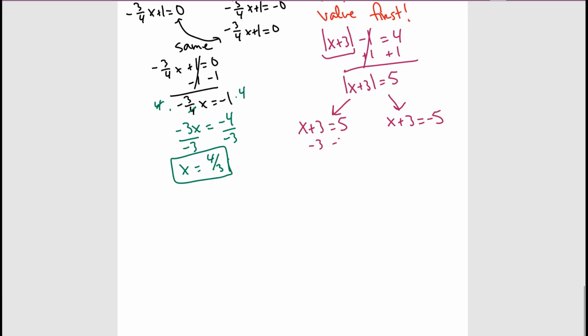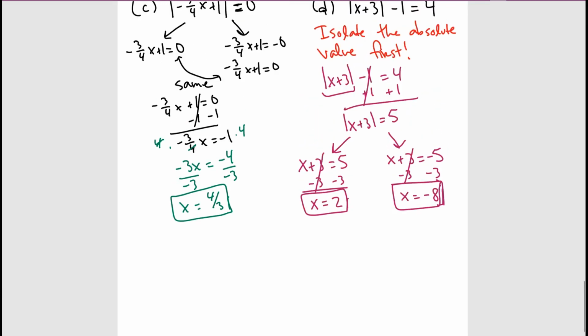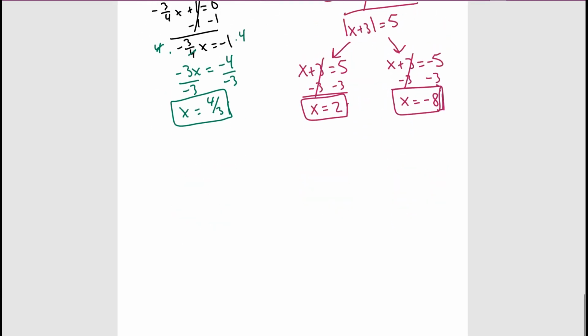I'm going to subtract 3 from both sides. So x here is equal to 2. And then minus 3 from both sides, x here is equal to -8. Okay, and that is my answer. You can plug it back in there and you'll see that it works. So that was part D. Let's do a part E.